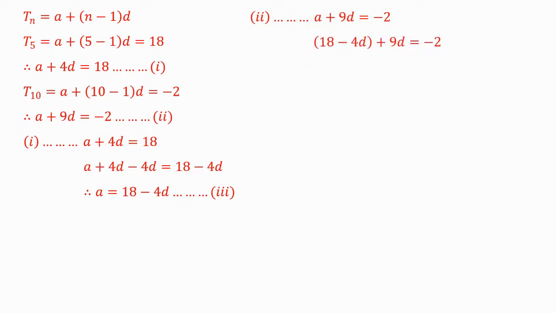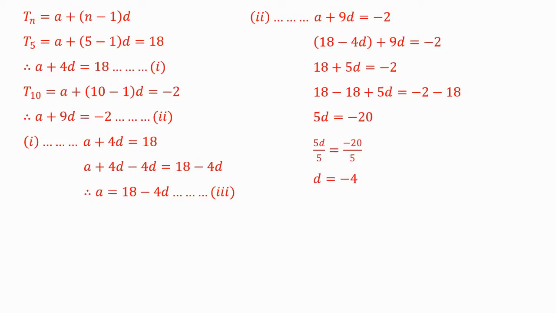Hence, we have 18 minus 4d plus 9d is equal to -2. We simplify, we have 18 plus 5d is equal to -2. Subtract 18 from both sides of the equation. We have 5d is equal to -20. Divide both sides by 5, and hence d is equal to -4. Then from our third equation, we have a is equal to 18 minus 4d, and since we have the value of d, we can substitute it. So we have a is equal to 18 minus 4 into -4, and hence a is equal to 34.